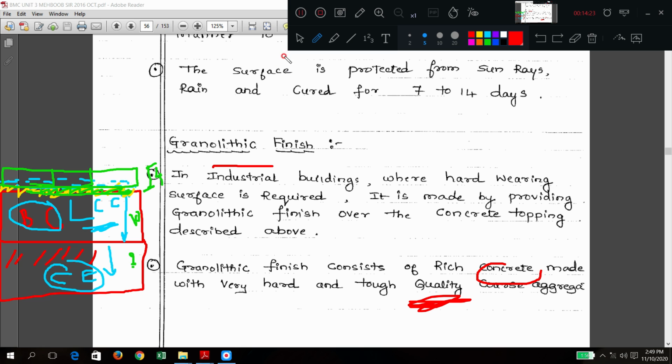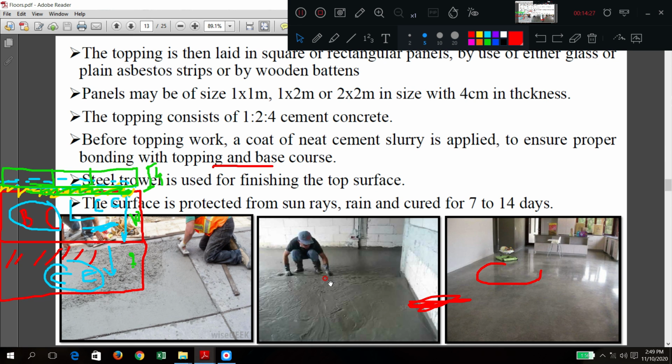What do you mean by this granolithic finish? Granolithic means what? If the same floor is used for industrial purpose. This one is for residential purpose, I think. Okay, residential purpose. If it is for industrial purpose, heavy equipment and vehicles will be moving, so you need its surface to be very strong, abrasion resistant, very durable.